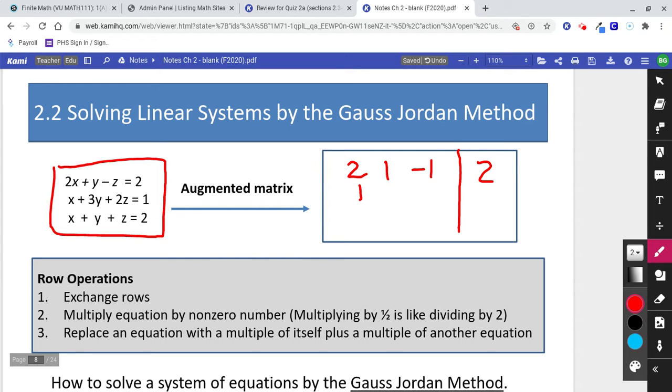Coefficient 1 for the x, 3 for the y, 2 for the z, and your constant is 1. Bottom row, coefficients 1, 1, 1, and constant 2. So put your square brackets around that to make it a matrix, and that's the augmented matrix.